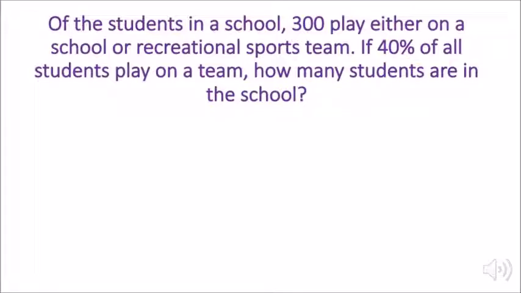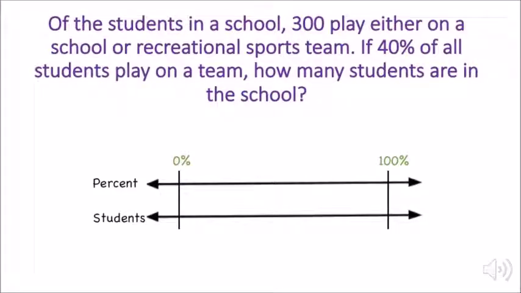Let's take a look at one more problem. Of the students in a school, 300 play either on a school or recreational sports team. If 40% of all students play on a team, how many students are there in the school? Once our number lines are labeled with percent and students, we can place 0%, 100%, and the information from the problem on our number lines. Since the problem tells us that 300 students is 40% of the students in the school, I can place 300 directly under 40% on the number lines.